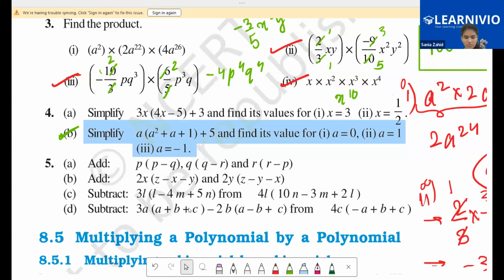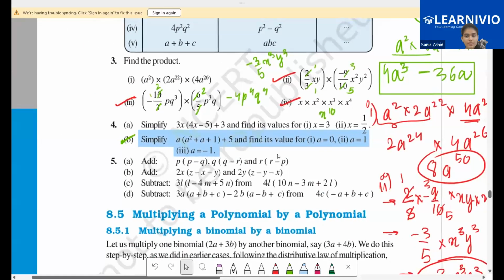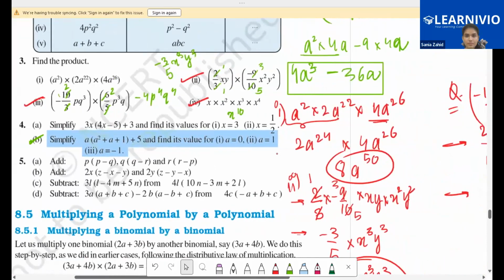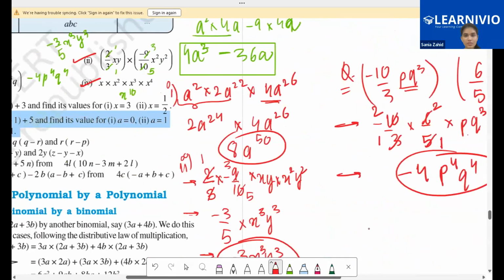Done, ma'am. Okay, and Duha? Yes, ma'am. Okay, good. Let's have a discussion now. First of all, what is a simplified expression? a to the power 6 plus 5. One second, children.